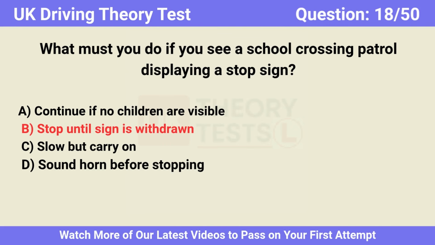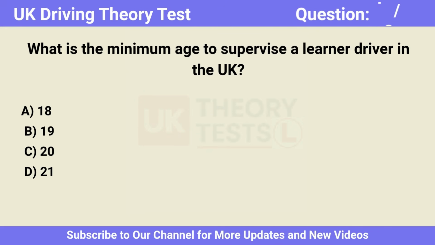Correct option is B. Stop until sign is withdrawn. What is the minimum age to supervise a learner driver in the UK? A. 18 years old. B. 19 years old. C. 20 years old. D. 21 years old.